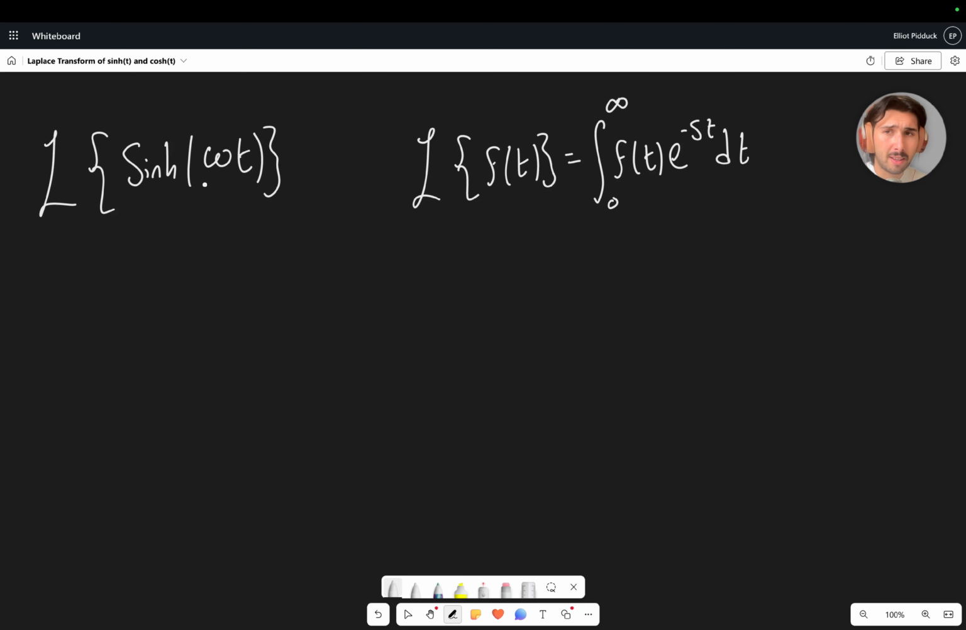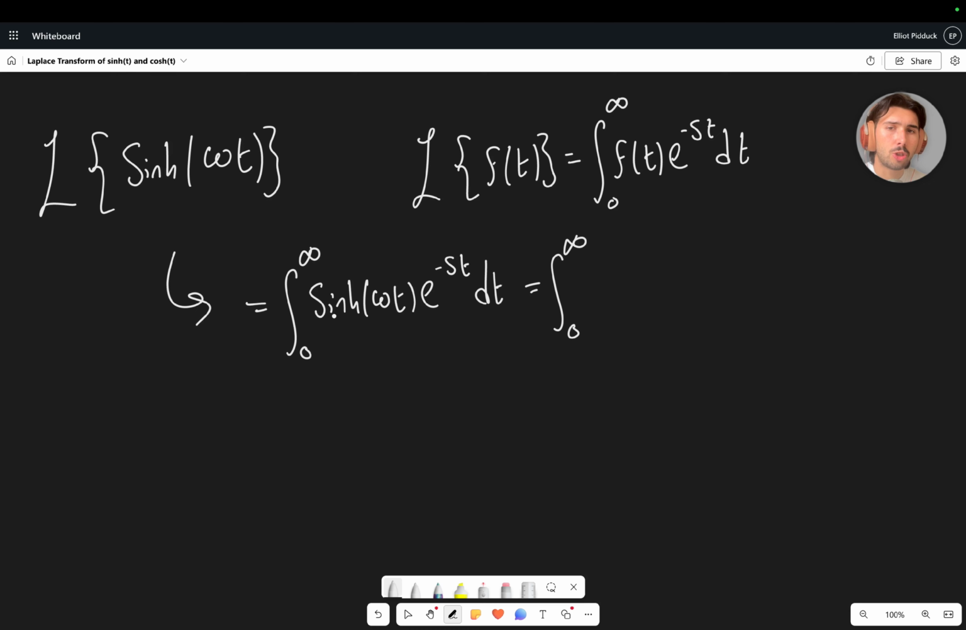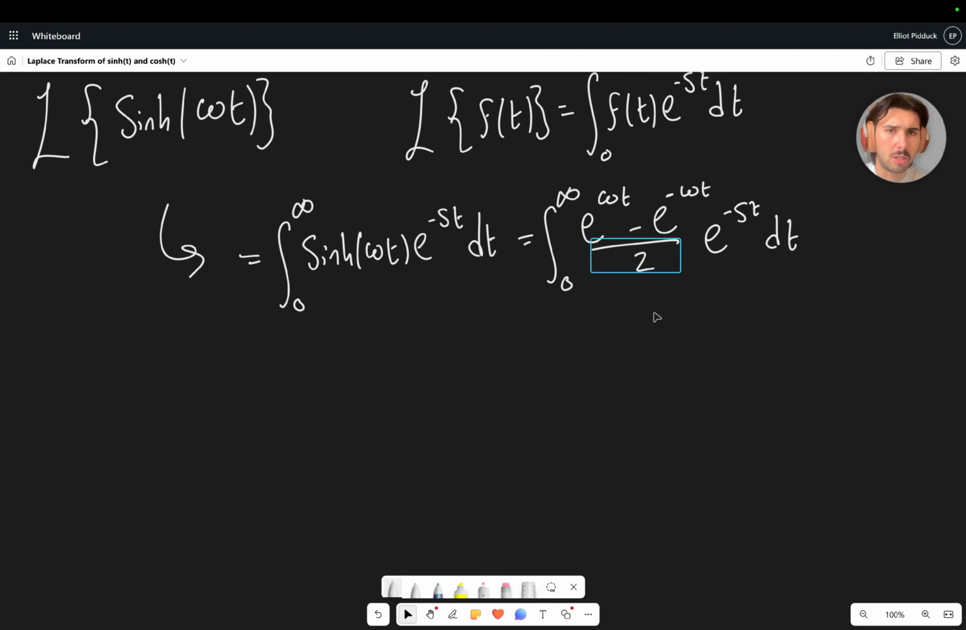So we're just going to plug sinh of omega t into the integral. So the Laplace transform of sinh of omega t is going to be equal to the integral from 0 to infinity of just that, sinh of omega t times e to the minus st dt. Now, hyperbolic sine and hyperbolic cosine have definitions that are in terms of exponential functions, which is going to make this really nice. So hyperbolic sine of omega t is e to the power of omega t minus e to the minus omega t, over 2. That is literally what it is. So I'm just going to replace it with that because it's going to make things much easier.